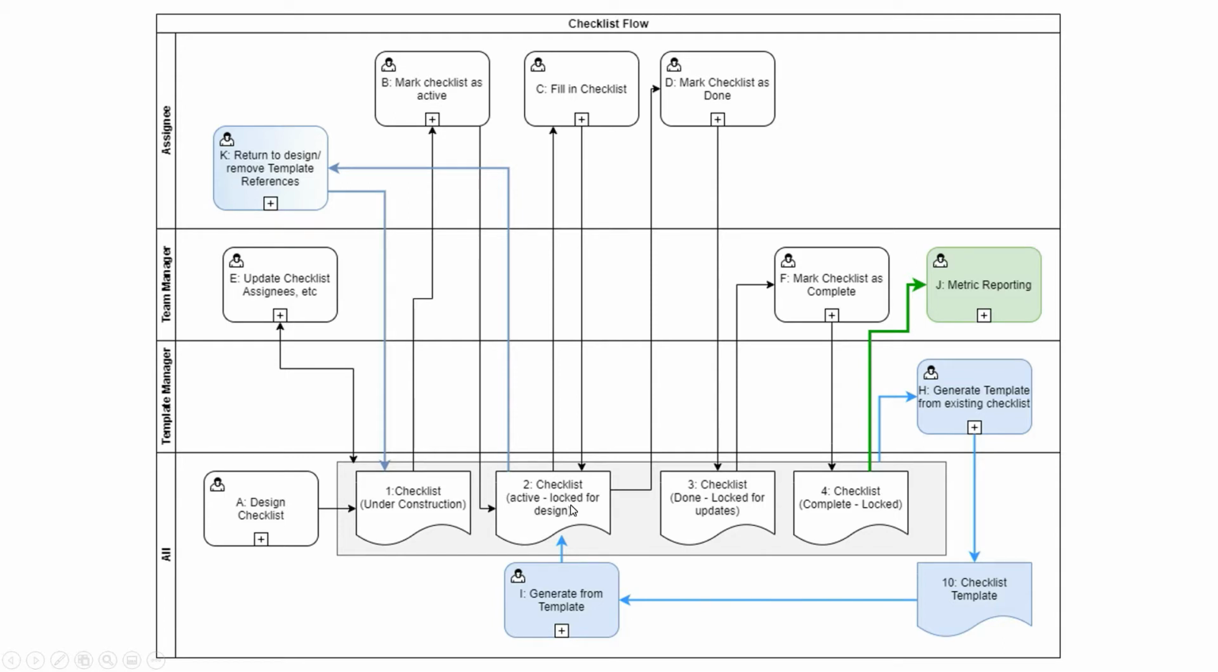When the assignees are happy that they've filled in the checklist and are ready to finish with it, they go in and mark that checklist as done, and the checklist then gets a value of done. At that stage, and this may be an optional step, the team manager can look at checklists that are done and mark them as complete when they're happy that they're actually done. They should also have an option to change the checklist back to active if they're not happy that they're truly done.